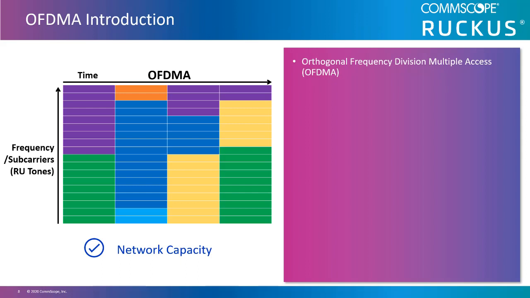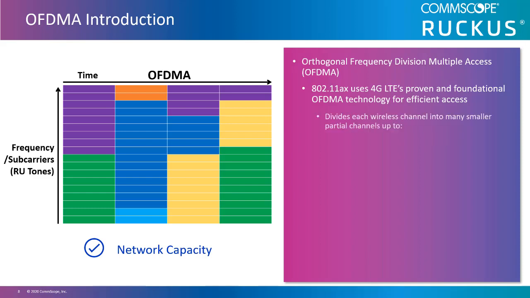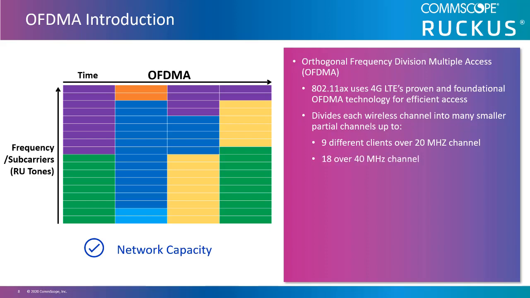Perhaps the biggest change is a feature called Orthogonal Frequency Division Multiple Access, or OFDMA. 802.11ax uses 4G LTE's proven and foundational OFDMA technology for efficient access. This OFDMA technology allows multiple users with varying bandwidth needs to be served simultaneously. What it does is chop up each wireless channel into many smaller partial channels. This allows up to 9 different clients to talk to an AP at once over a single 20 MHz channel, 18 clients over a 40 MHz channel, 37 over an 80 MHz channel, and 74 over a 160 MHz channel, instead of just one client.